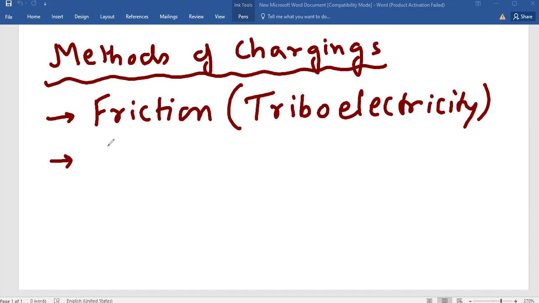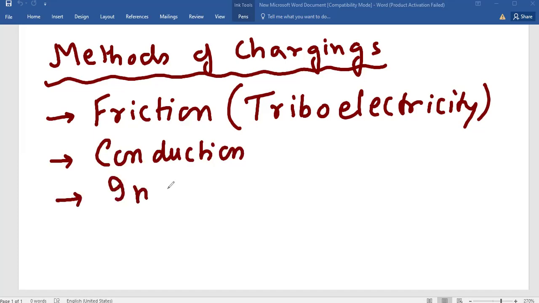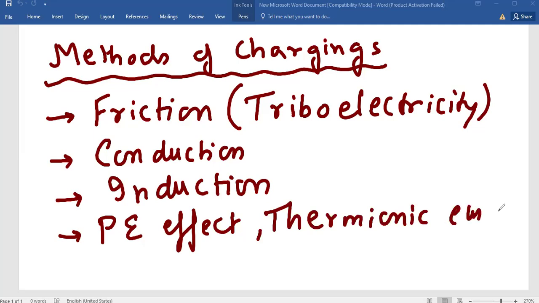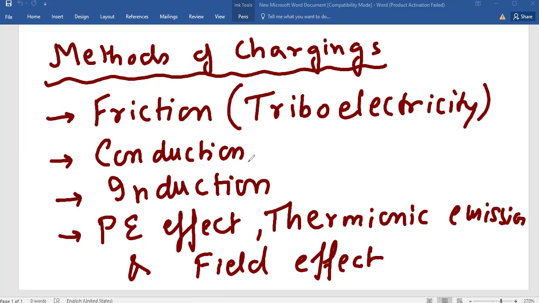Another method is called charging by conduction. Another one is charging by induction. Apart from that, we have another method, charging by photoelectric effect, charging by thermionic emission, and charging by field effect. What are these? We will quickly look into this.